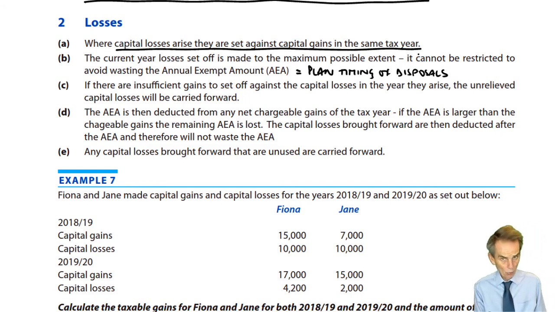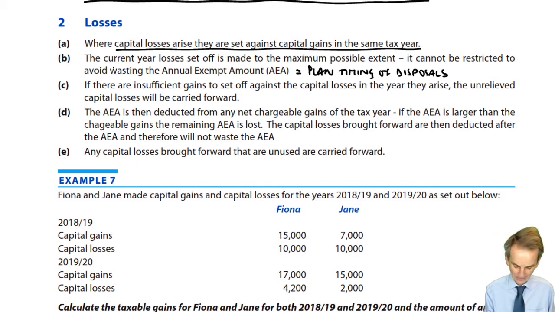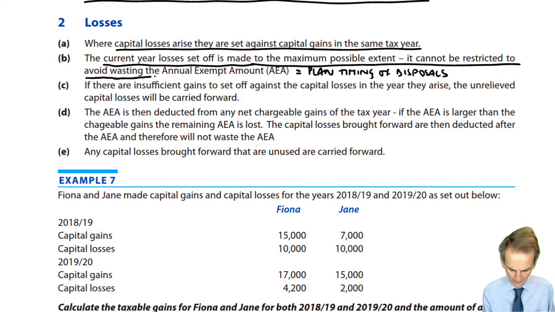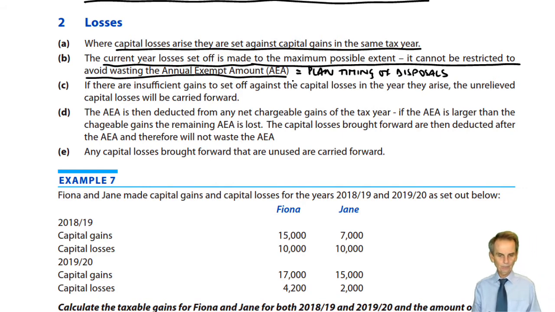So here, this is a rule. There is no election or claims that can be made. If you crystallise both gains and losses in the same tax year, they will be netted out. First thing you do, get the net gains and losses of the tax year. The current year losses set off is made to the maximum possible extent. It cannot be restricted to, for example, avoid wasting your AEA. You can't do that.